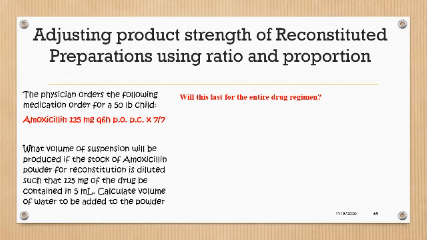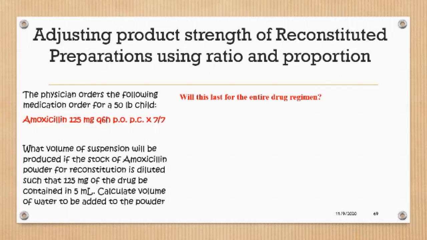And we are also going to be adding 135 mils to that powder to end up with a volume of 160 mils. But can that 160 mils cover the amoxicillin? Now, the first thing that you would have to do is determine the total amount of amoxicillin that will be needed for this drug regimen.